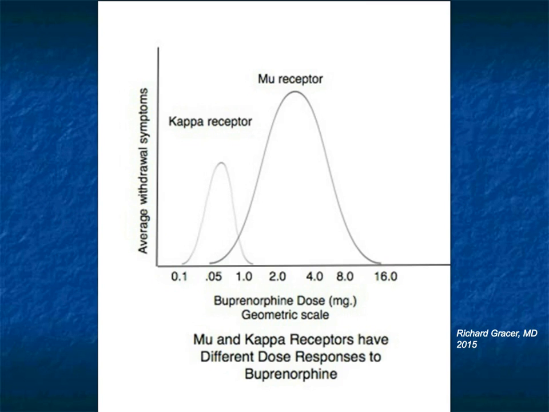This is a logarithmic scale on the bottom of buprenorphine dose, so it goes from 0.1 all the way up to 16, which are the doses, and the average withdrawal symptom. This is not exact or scientific, but it shows that as you're coming down off of buprenorphine, you get withdrawal between 8, 12, 16, and then it kind of goes down. And then it starts to go up again by 0.1 to 1, and that is the kappa receptor getting unblocked. So you're getting 2 types of withdrawal, and they're different at different doses. This is just an explanation of what I've told you before. It's sort of an illustration.